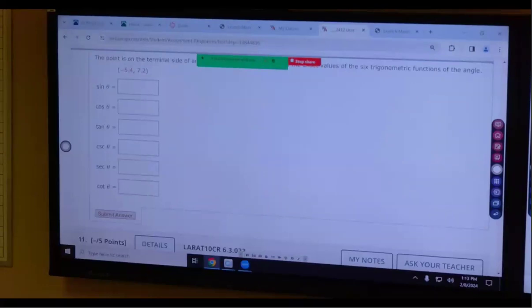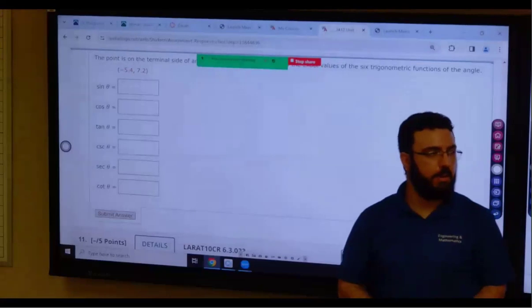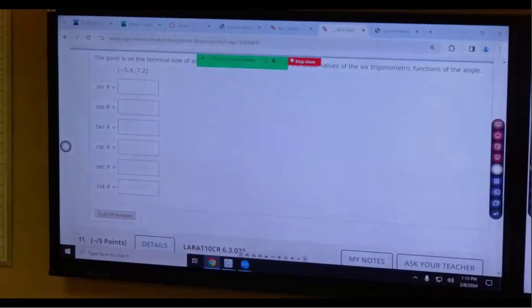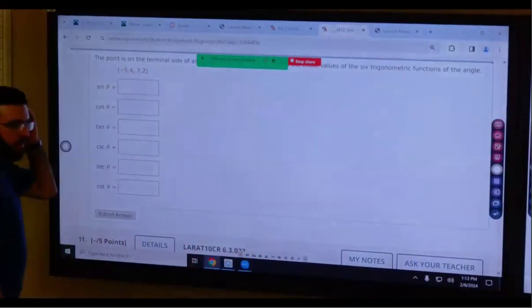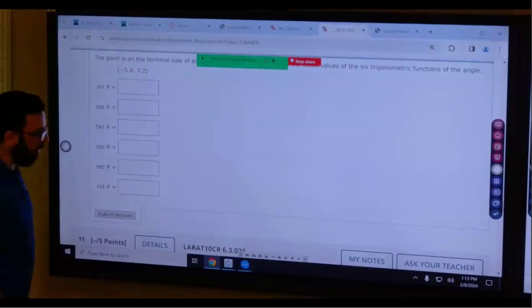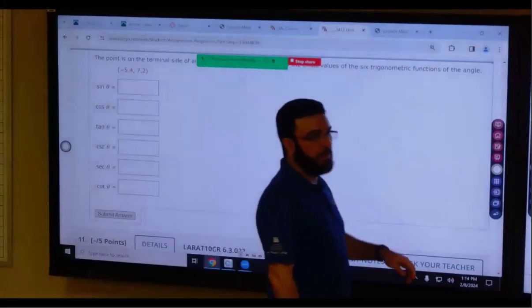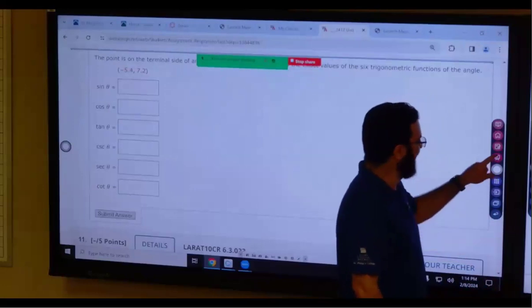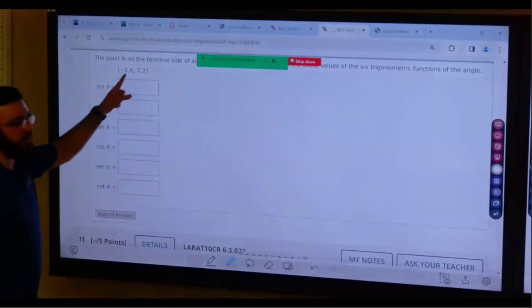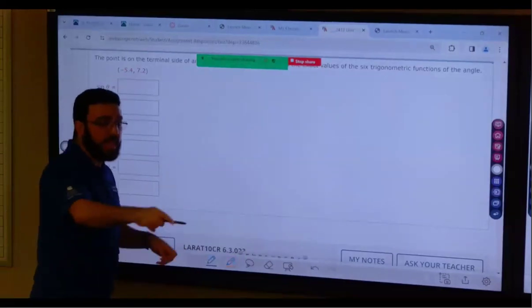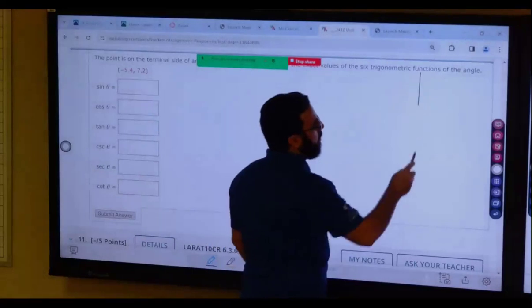How are we going to solve this one? Now, do you have a graph? There's no graph. Do you have sine and cosine? No, there's no sine, there's no cosine. What am I going to do? We're going to draw the Cartesian plane. You have x and y, so you do have two sides. Do a simple graph.